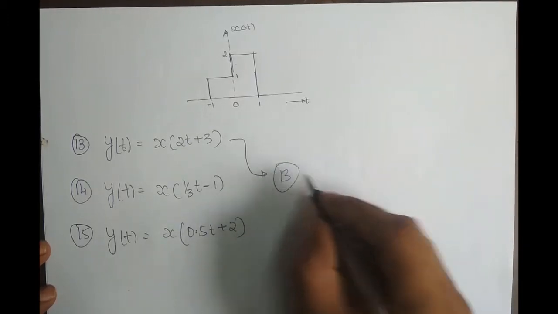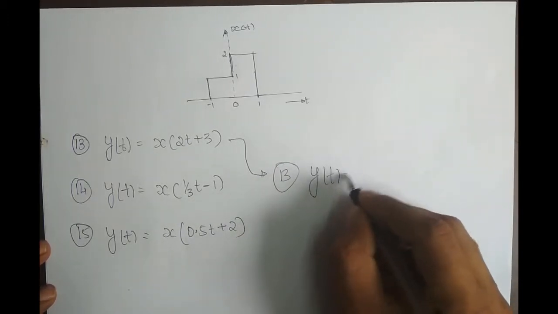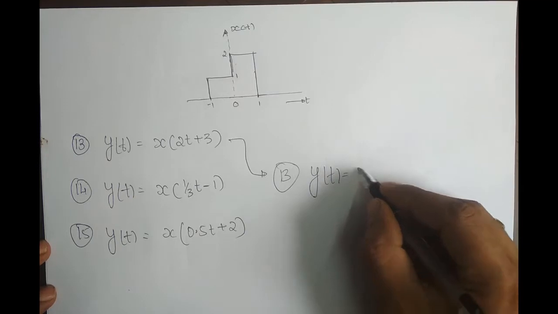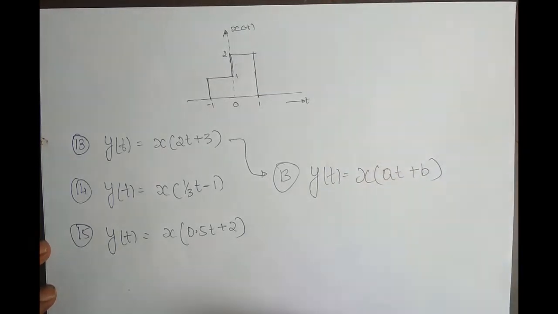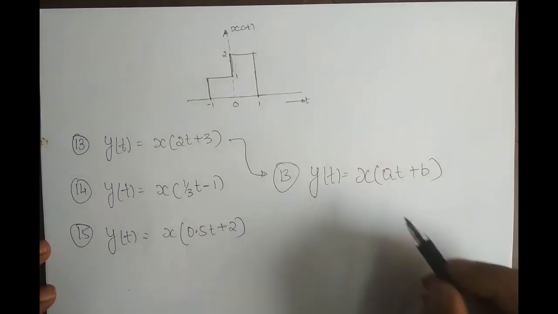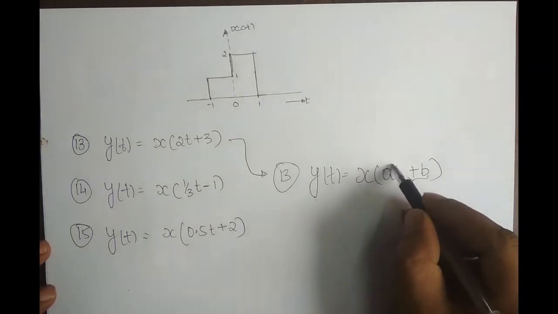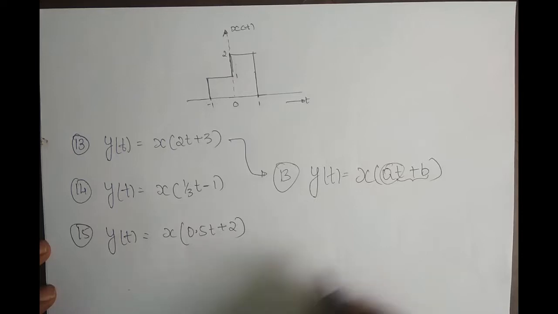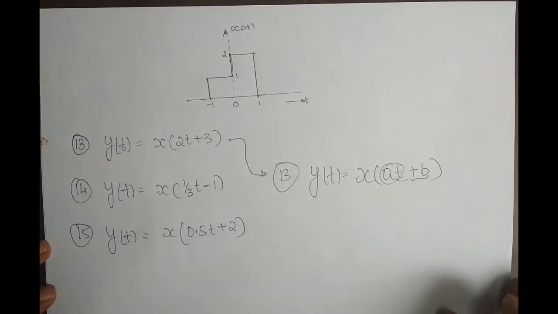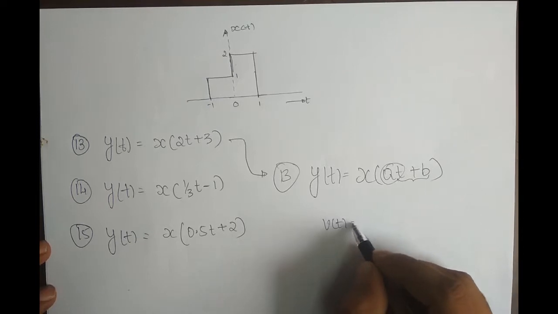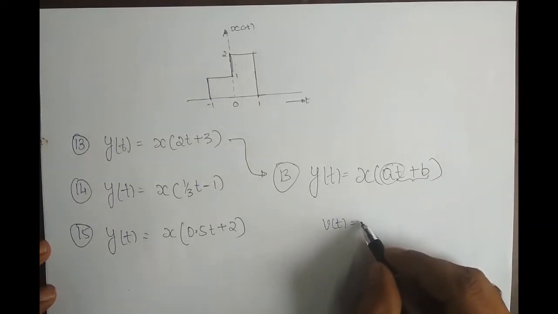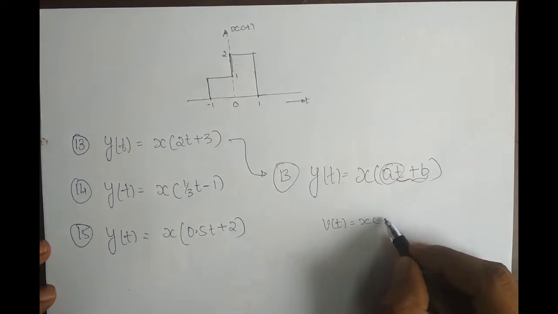Problem number 13. This is of the form y of t equal to x of at plus b. So this involves both precedence rules, because it has both a time shift operation as well as a time scaling operation. So we have to solve it in 2 steps. First, I have to sketch an intermediate signal v of t, which involves only shifting of the signal, which is x of t plus p.